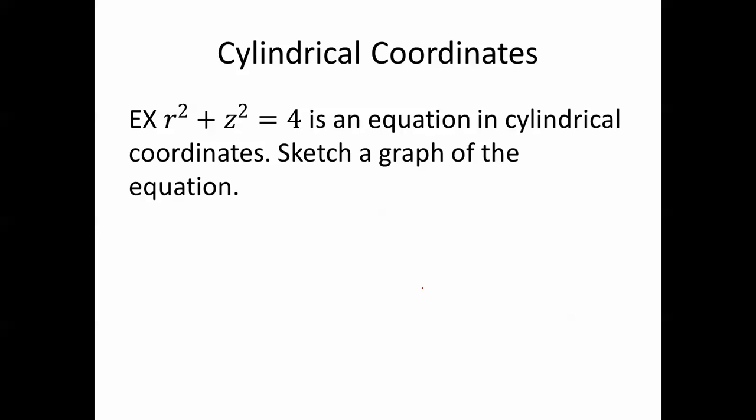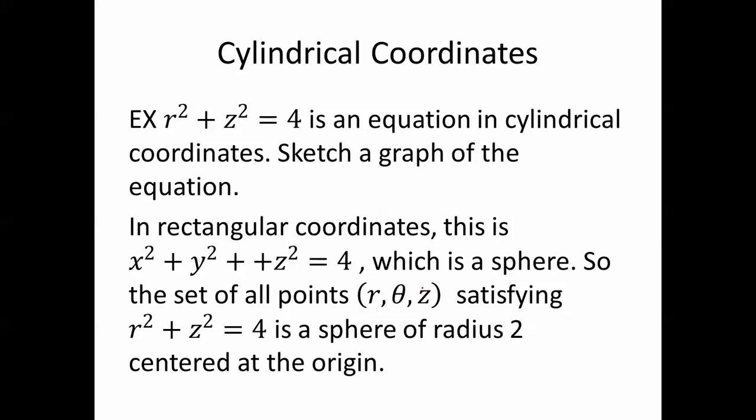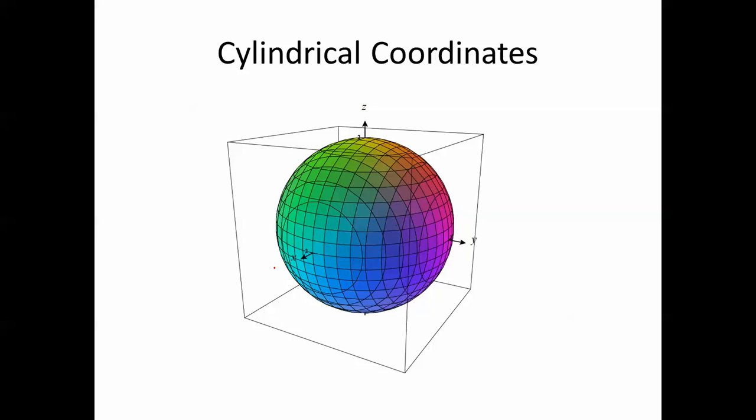Okay, r squared plus z squared equals 4 is an equation in cylindrical coordinates. Sketch a graph of the equation. Let's do that. In rectangular coordinates, again, r squared is x squared plus y squared. So we get x squared plus y squared plus z squared equals 4, which is a sphere. So the set of all points (r, theta, z) satisfying r squared plus z squared equals 4 is a sphere of radius 2 centered at the origin. That's what we end up with. Beautiful.